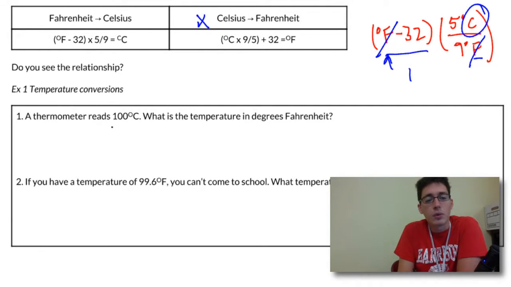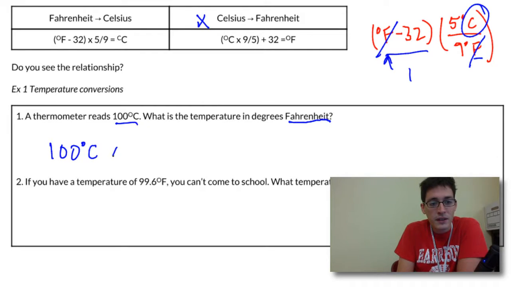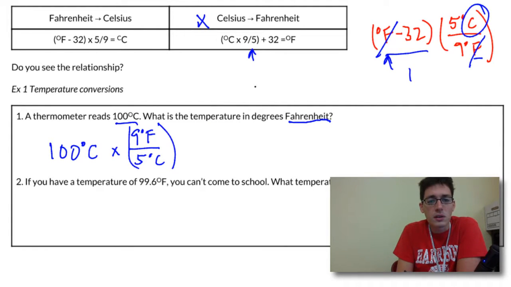In this first example, it says a thermometer reads 100 degrees Celsius, and what is the temperature in degrees Fahrenheit? So we're going to be converting Celsius to Fahrenheit using this first conversion factor. Let's rewrite this equation again. We've got 100 degrees Celsius times our conversion factor. Remember, this is the same as this one, it's just upside down. So we've got 9 degrees Fahrenheit over 5 degrees Celsius, and then we need to add 32 to that, and that's going to give us a temperature in Fahrenheit.